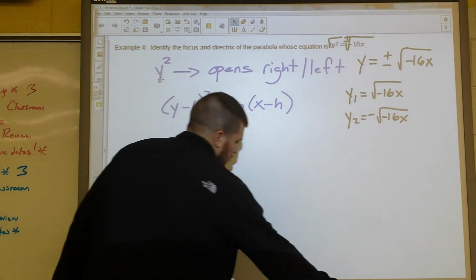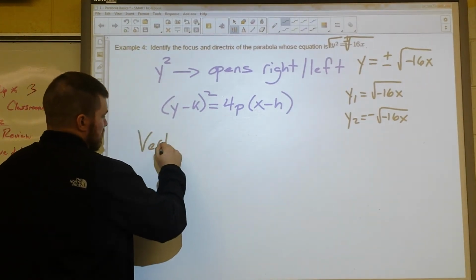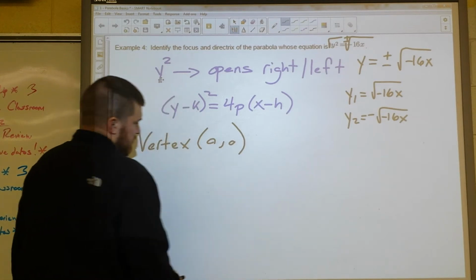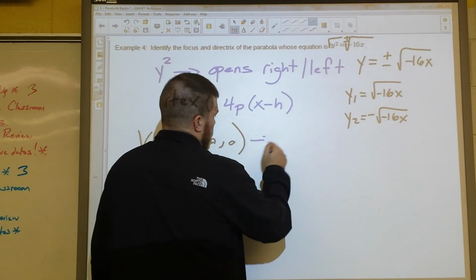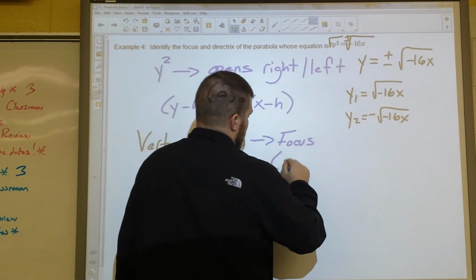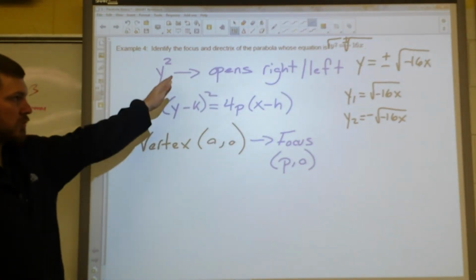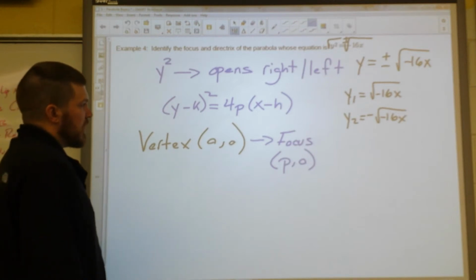Since I know that the vertex for this particular problem is at 0, 0, I know automatically that the focus is at p comma 0. That's the part of the rule that I know since it's a right or left parabola. I need to figure out what p is.